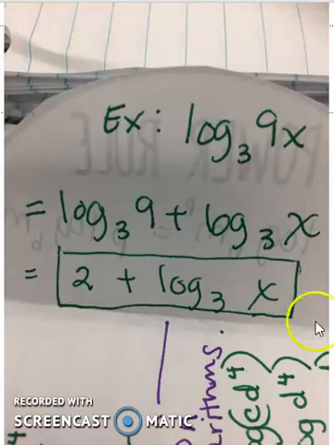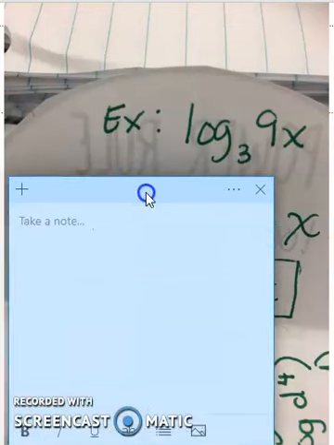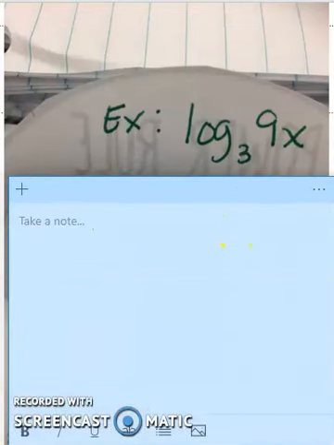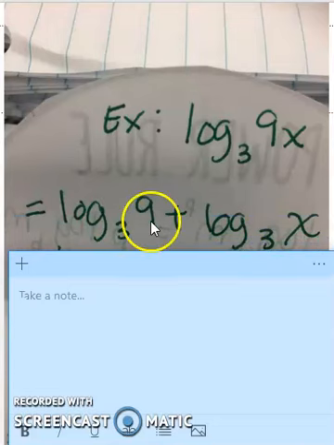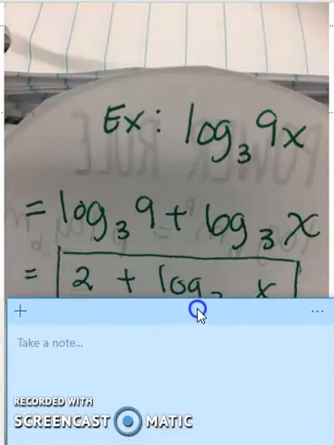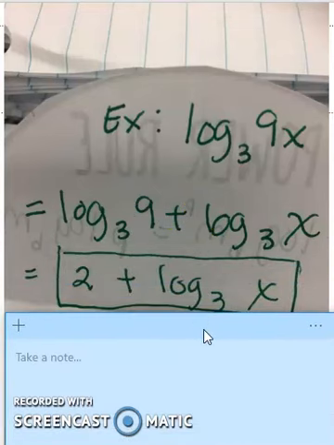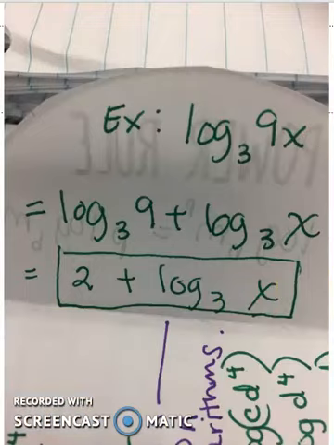And so for this example, we have the log base 3 of 9x. So 9 is being multiplied by x, so I can split this up into its two pieces. We've got log base 3 of 9 plus log base 3 of x using that property. Now log base 3 of 9 has an actual value because 3 to the second power is 9. We would have this as our final answer, 2 plus log base 3 of x. That's it for this one.